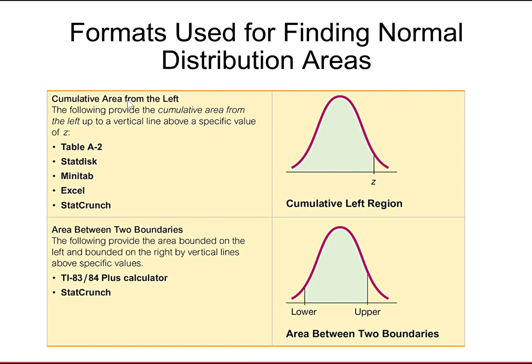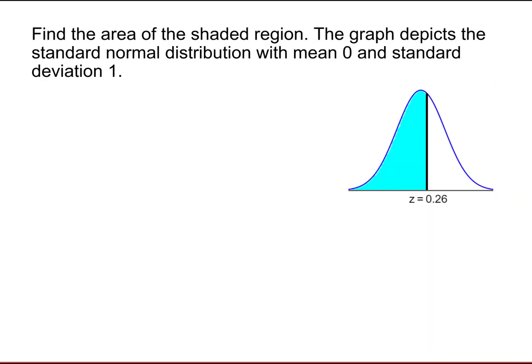So, cumulative area from the left. You're going to see some of your homework have graphs that are shaded in like this. This is what we call the area to the left, or the probability that a variable, Z-score, is this value or less. This is probability being between two boundaries. And again, StatCrunch can do this very nicely for you.